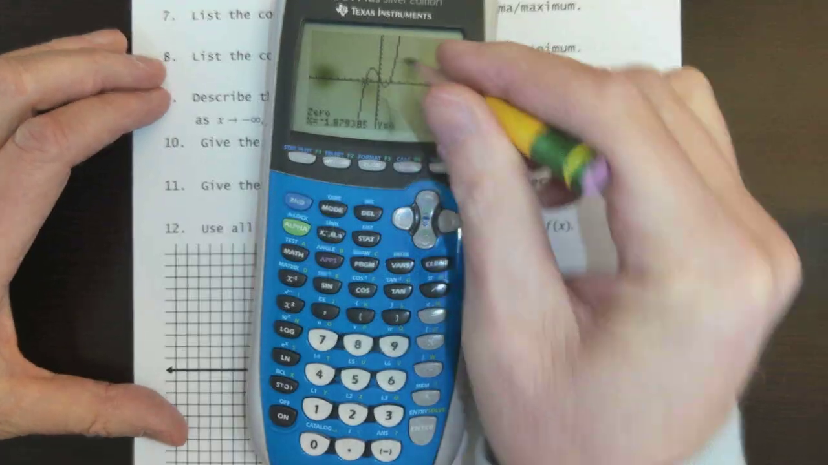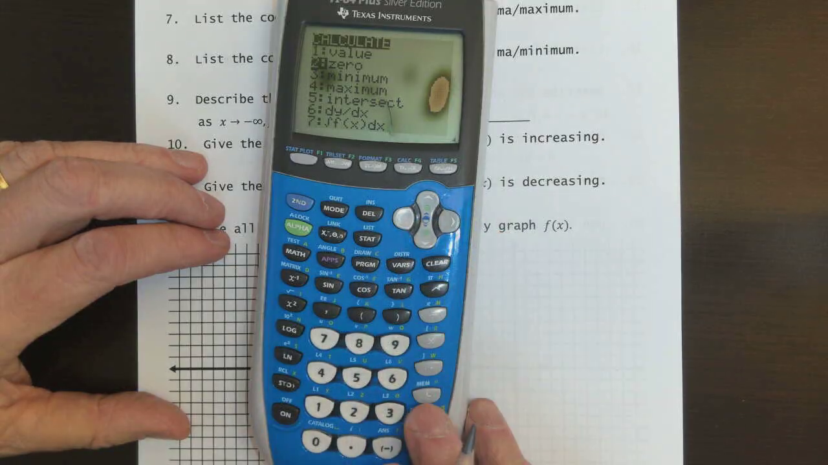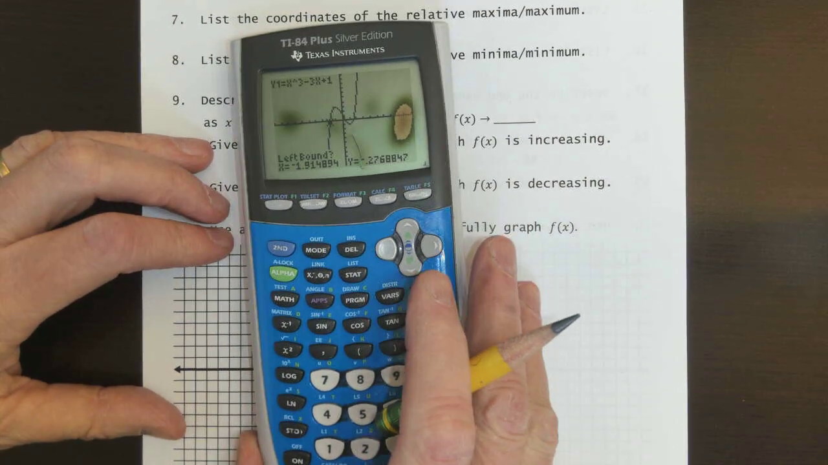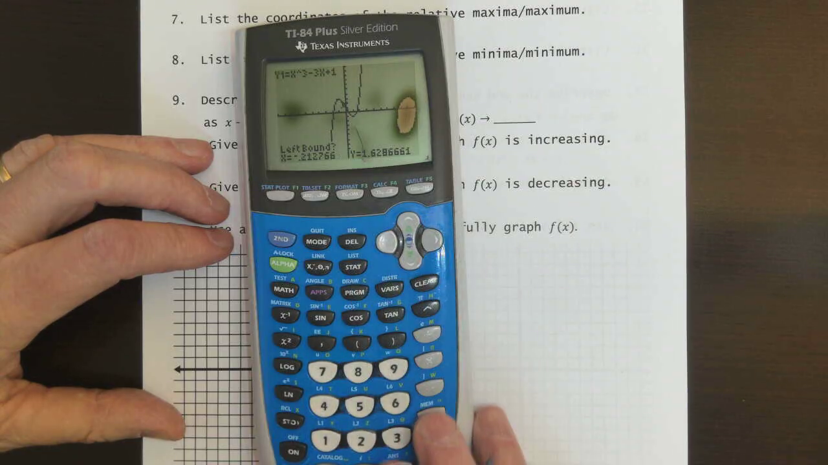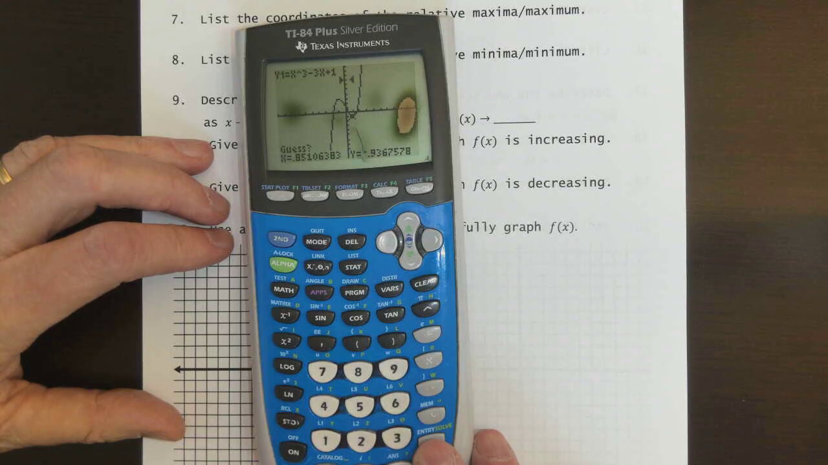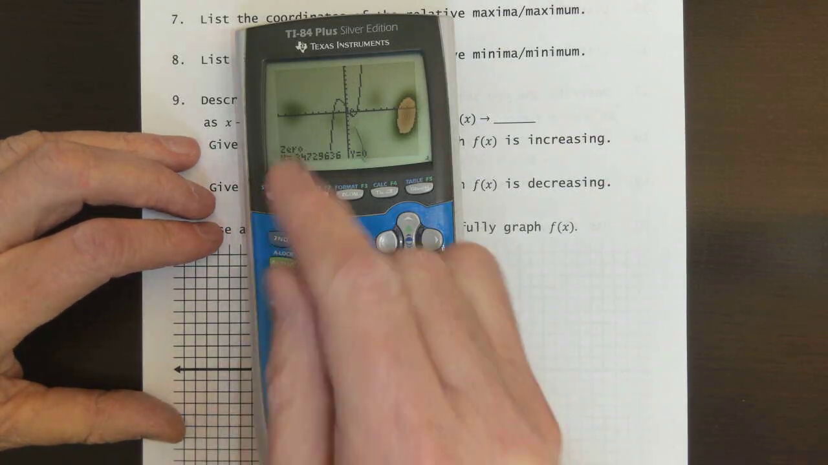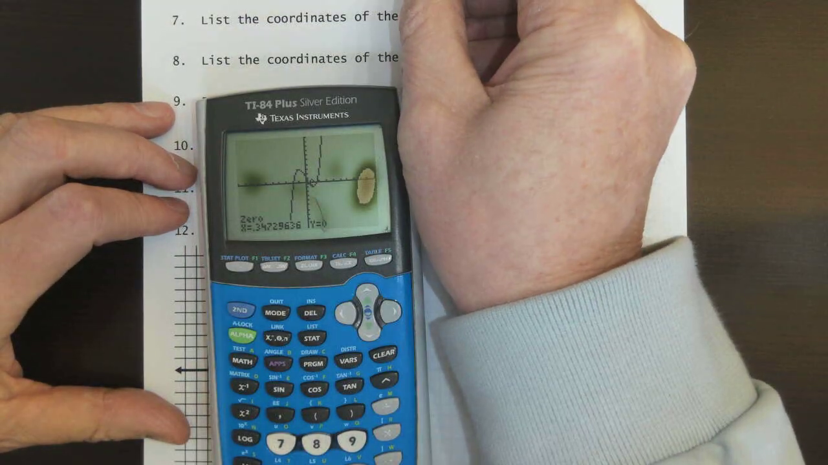And I'm going to try to get this zero. Second calc, zero. We're going to be here. Enter. And then I'll go down till I'm below. Enter. Enter. I'm going to go 0.35. See the 0.347? I'm going to go 0.35 with that.